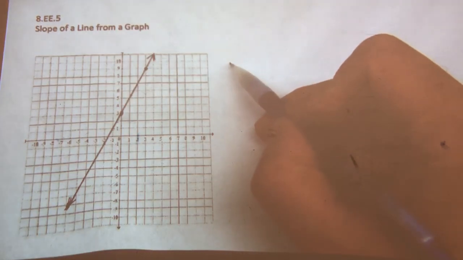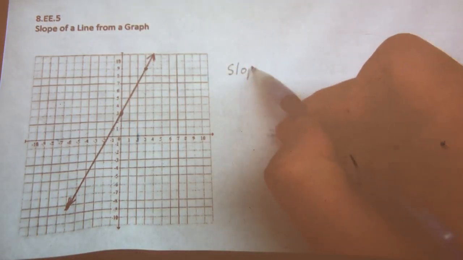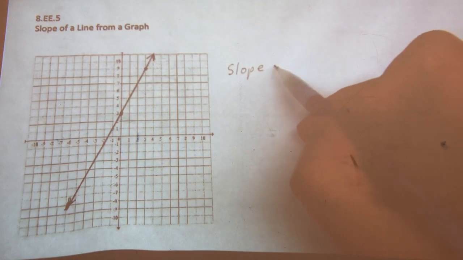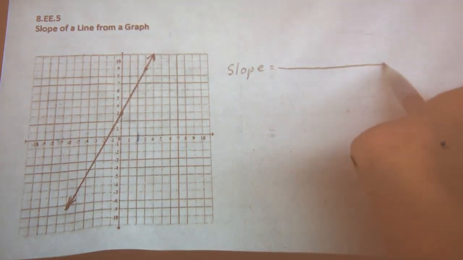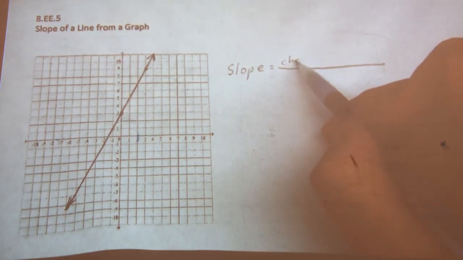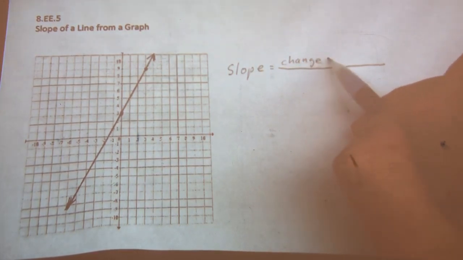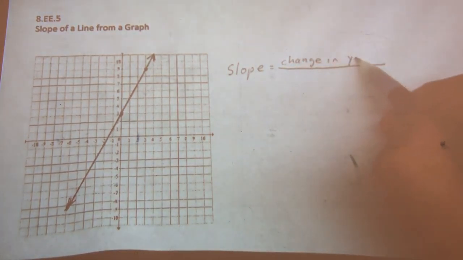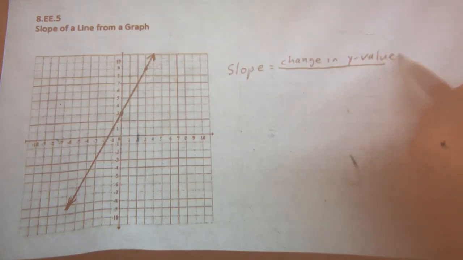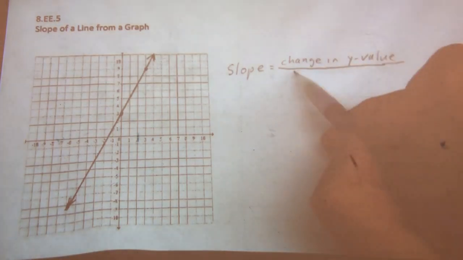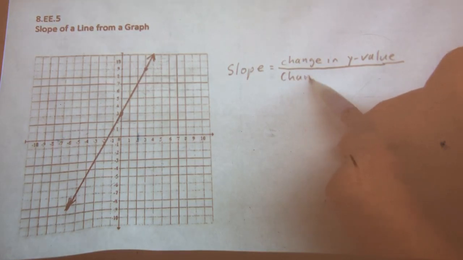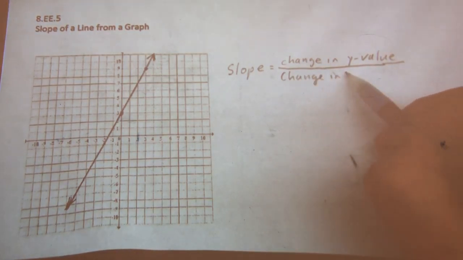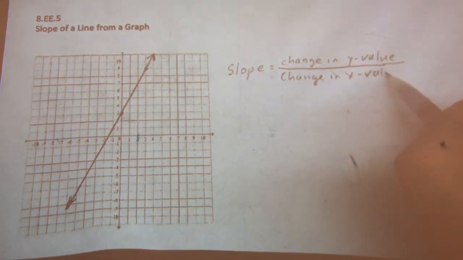So when we think about slope, there are a couple different ways that we can say what slope is, but we want to think of it as the change in the y values between 2 points that are on our line divided by the change in the x values of those points.